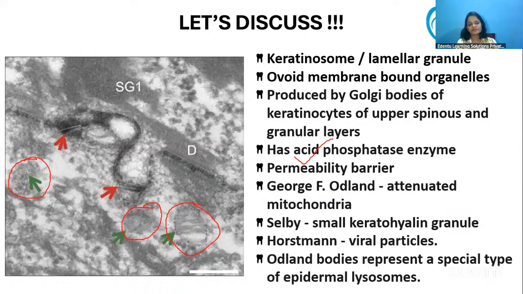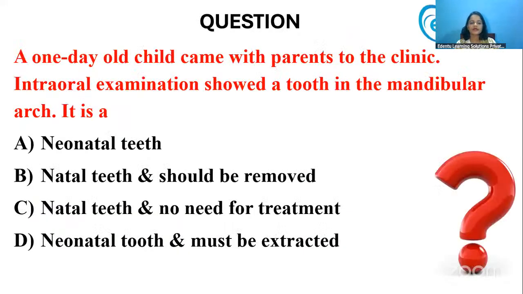And finally, after so many researchers, these Odland bodies are now considered a special type of lysosome. Okay, they are considered a special type of epidermal lysosome. So Odland bodies are nothing but modified lysosomes that are usually present in the upper part of the spinous layer and in the stratum granulosum. All right. The next question.